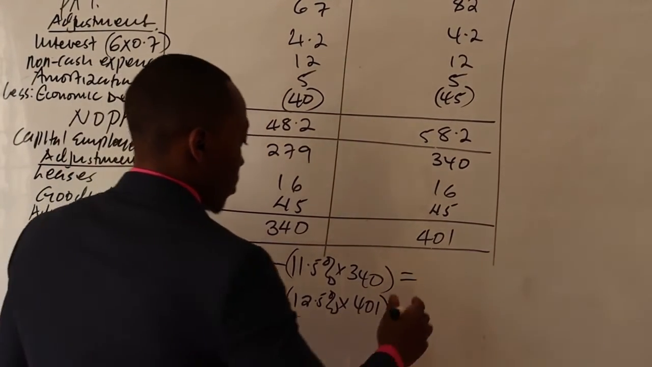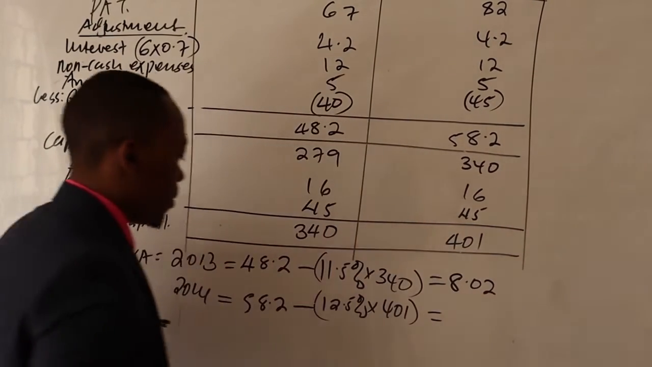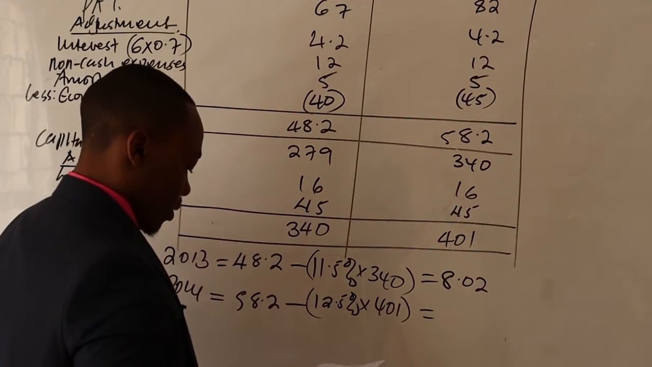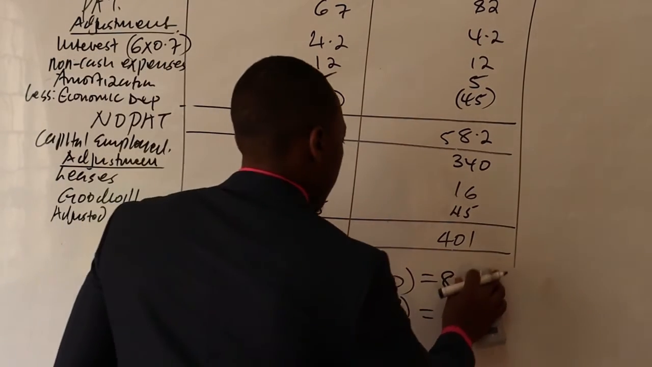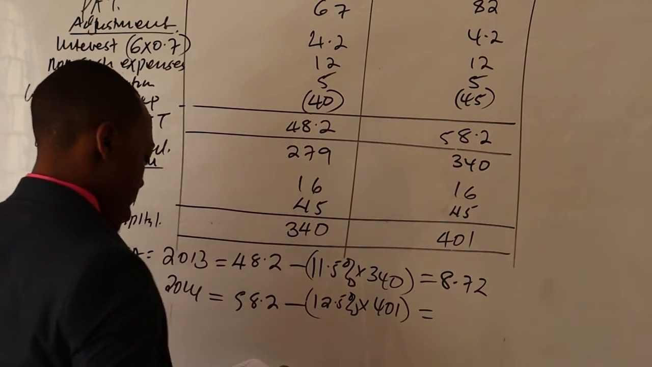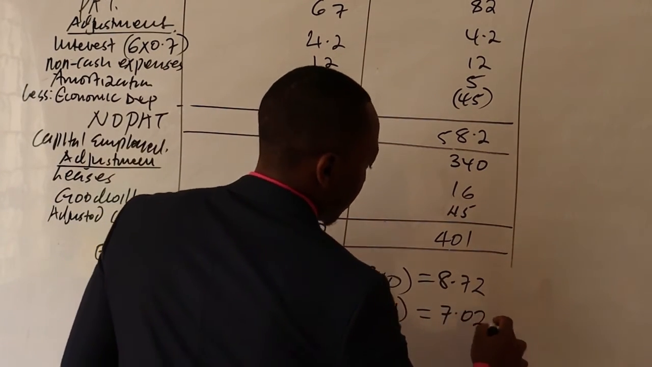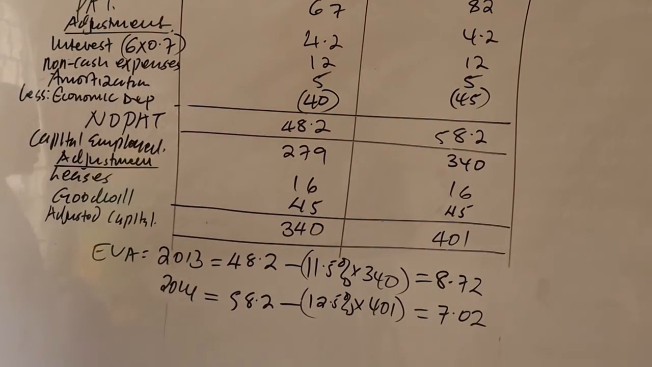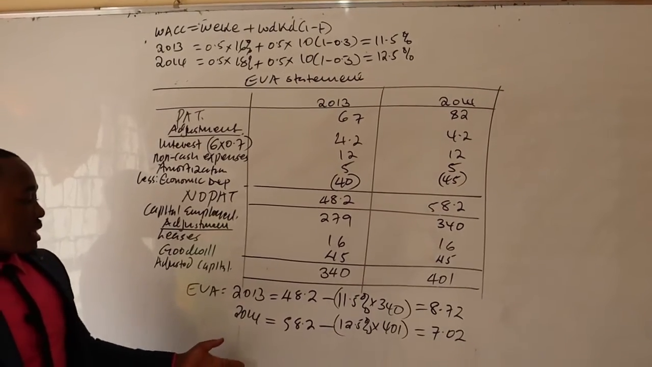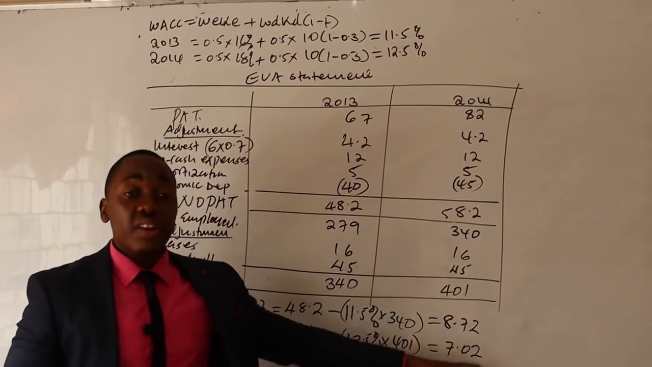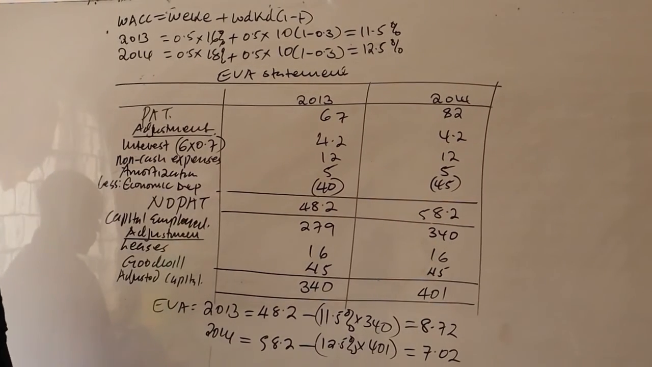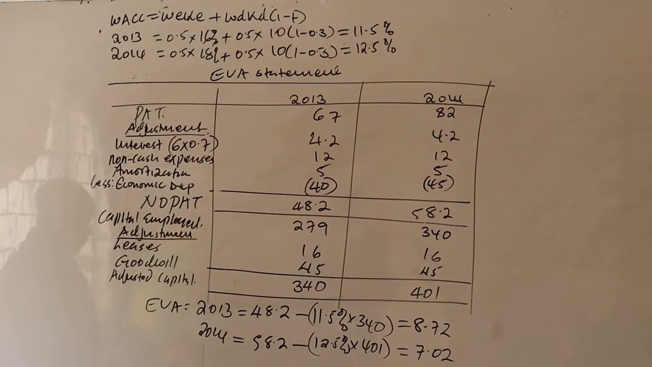So here we have an amount of 8.02, and here we have an amount of 18.72. The other one we have is 7.02. So that's how I compute the EVA. Now you can look at that and comment that in 2013 and 2014, since we are having a positive value, the management is adding value.